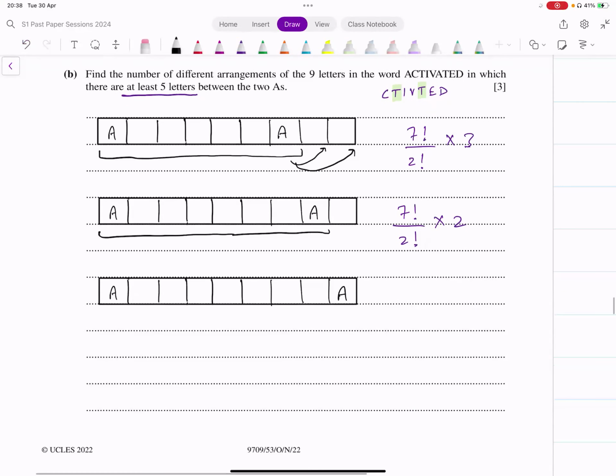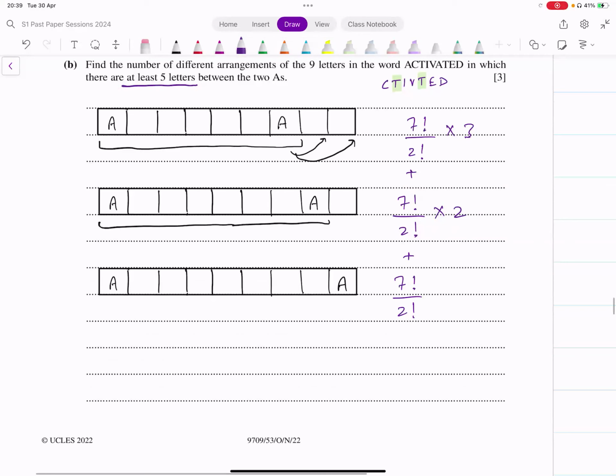And then the final case where you have 7 letters between the two A's. Now that's just 7 factorial over 2 factorial. There's no other way of placing the A's in this case, so it remains as it is. And now you just add all of these cases and you get the result. So it's basically 7 factorial over 2 factorial multiplied by 6, and that's given me 15120. This is what we get from this.